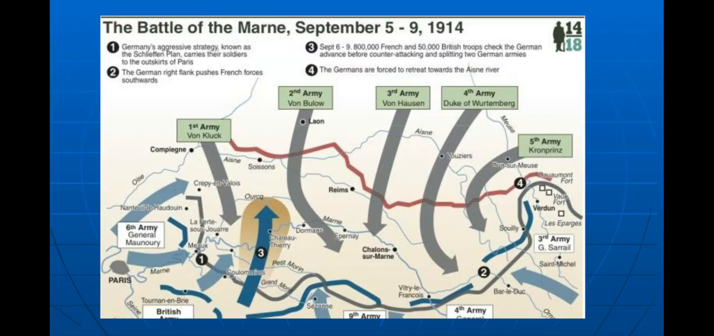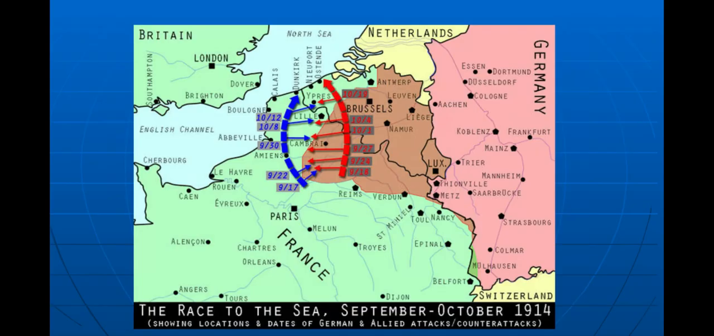This is a description of the Battle of the Marne. You're free to pause it and look at it if you like. It's an interesting battle map, but I don't go too deep into battle maps. Here's the March to the Sea. Notice the dates and the particular battles in this. Excuse me, the Race to the Sea. March to the Sea is something different. This Race to the Sea takes place into October.